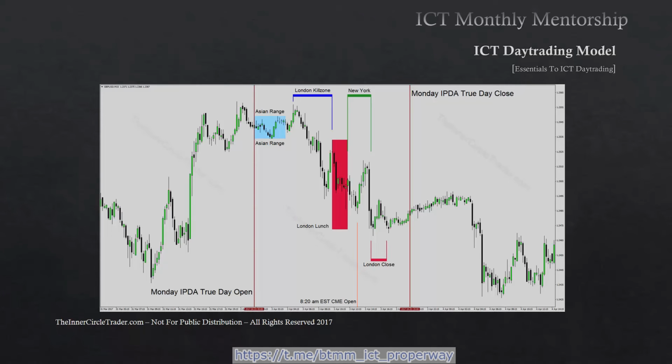This area here between the London and New York kill zones, this is London lunch. This is generally when we're not looking for any major significant price moves. Usually the market goes quiet or it continues in the path that is set for London open.